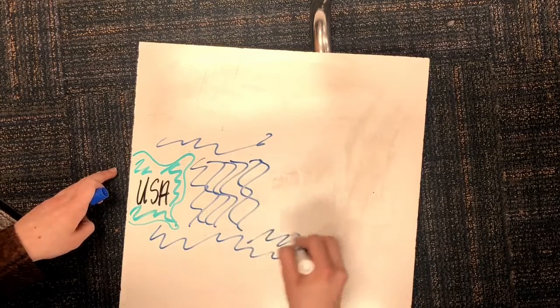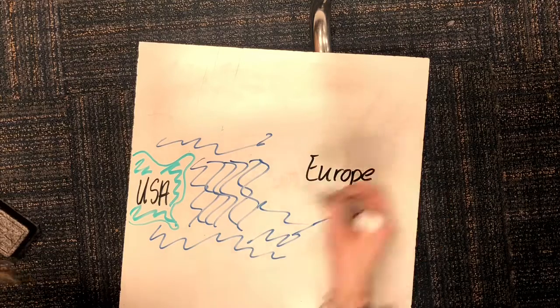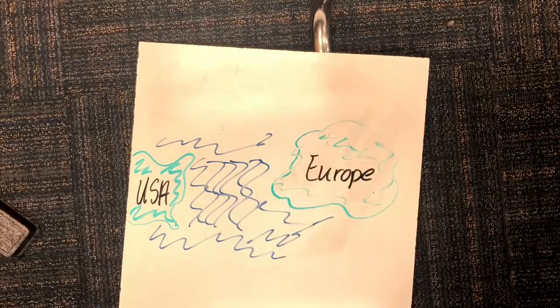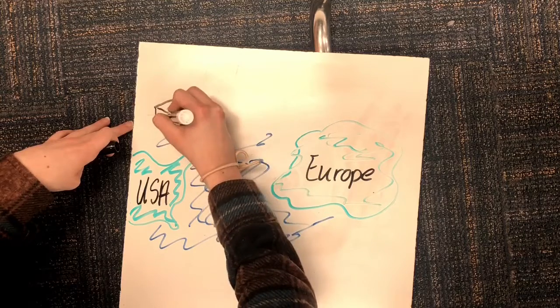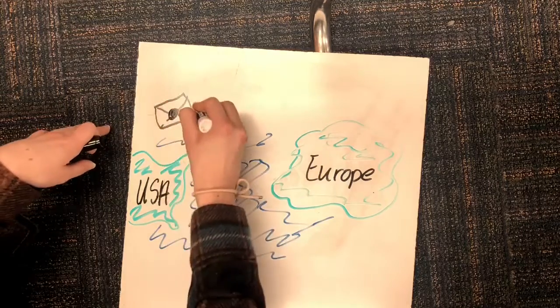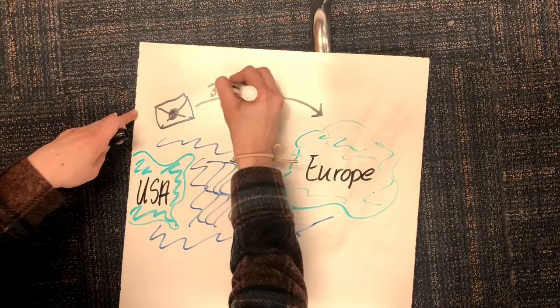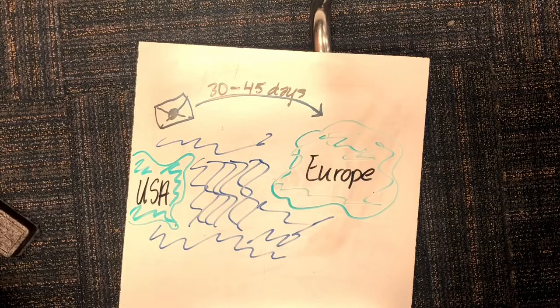So let's say you're living in the United States. Well, your dad is stationed in Europe. Now, you miss your dad a lot, and you haven't talked to him in a couple months, and you want to send him a letter. Well, that's just inconvenient for you, because this letter, with normal mail payments, is going to take up to 45 days. That's over a month. I mean, that is ridiculous. So that's where VoIP comes in.